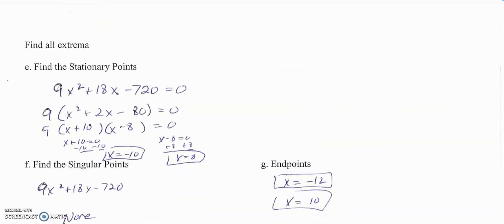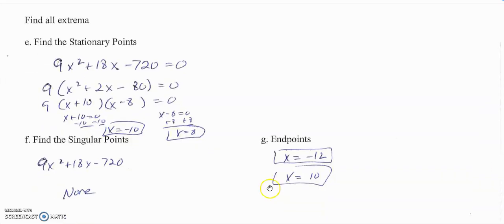To do stationary points, we take the derivative and set it equal to 0. So the derivative is 9x squared plus 18x minus 720 equals 0. So we take the derivative of the original, set it equal to 0. You can factor out the 9, and then you have x plus 10 times x minus 8. So we have two answers, x equals negative 10, x equals 8. Or we could use the quadratic formula where a is 9, b is 18, c is negative 720. So possible stationary points are negative 10 and 8.